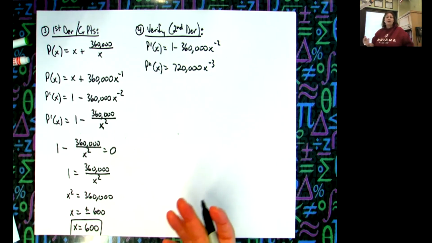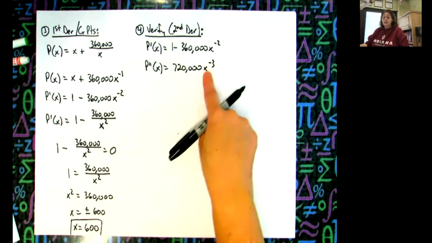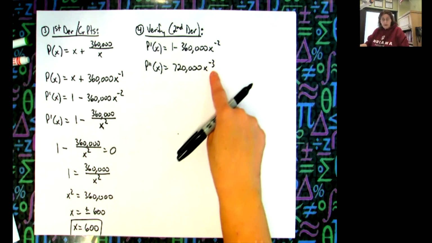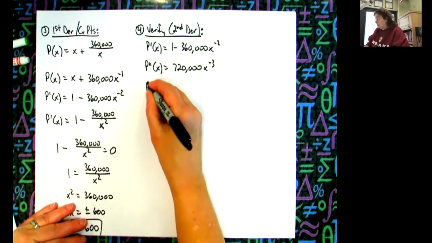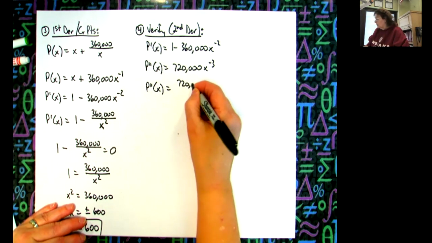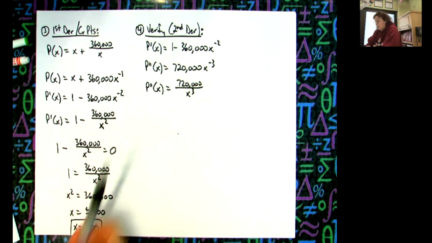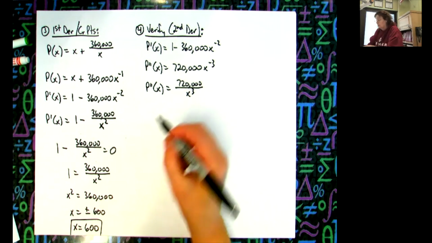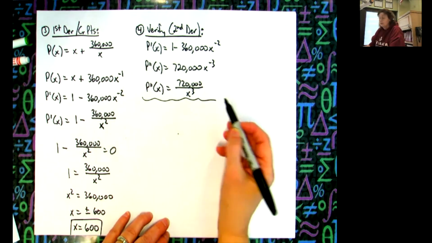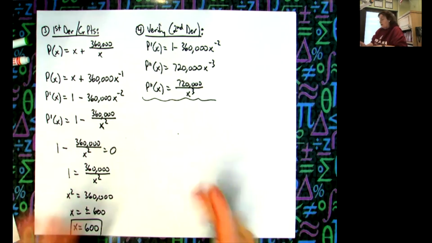And again, if I'm going to plug a value in to test it in the second derivative, wouldn't it be a whole lot easier if this was a positive exponent? So go ahead and take that second derivative and rewrite it as 720,000 over x to the third. Then when I plug something in, I'm going to be able to check it easily. Now the steps that are crucial, the steps that are crucial, this was on the last quiz. I want these laid out exactly like this.